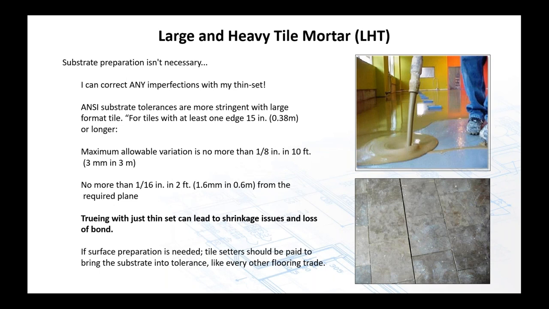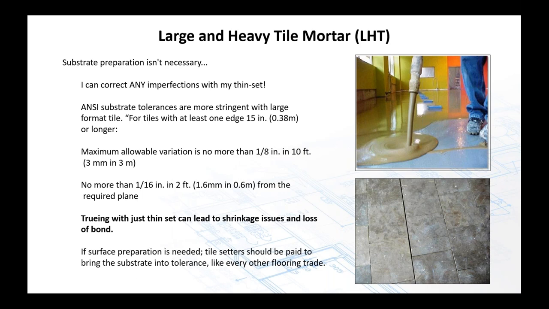So a lot of people don't do substrate preparation, not big on it, and feel that they can correct their imperfections with thinset. The substrate tolerances are more stringent for large format tiles. Again, those with 15 inches or longer on one edge. 1/8 of an inch in 10 feet, as opposed to 1/4 inch in 10 feet for tiles smaller than 15 inches on one edge. No more than 1/16 of an inch in 2 feet, when measured with a straight edge. Truing with just thinset, a mortar, can lead to shrinkage issues or loss of bond.